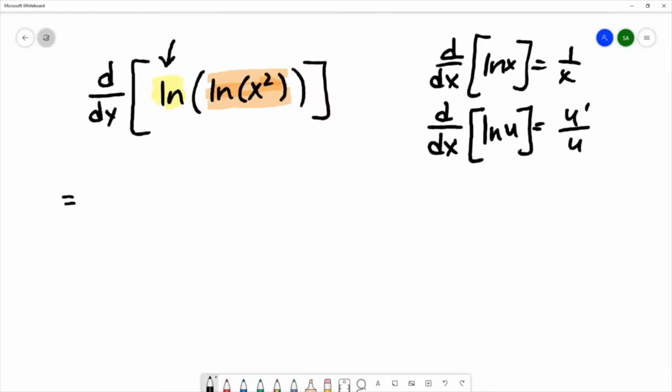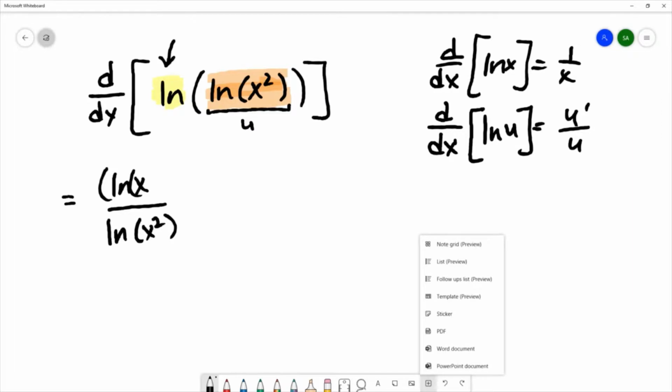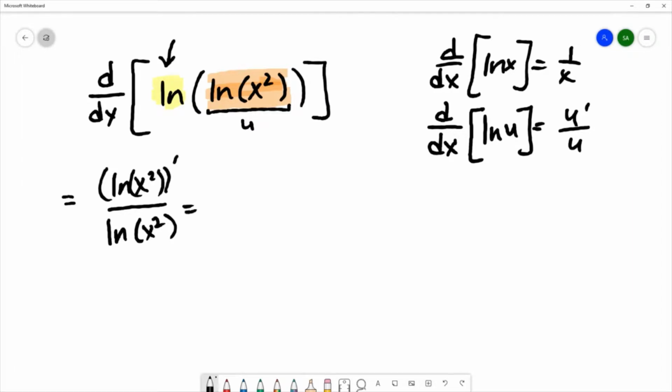So with the chain rule built in, all of this would be our u. So that's what we would put in our denominator. And then in the numerator, we want to calculate the derivative of that. So I'm going to calculate the derivative of that numerator.